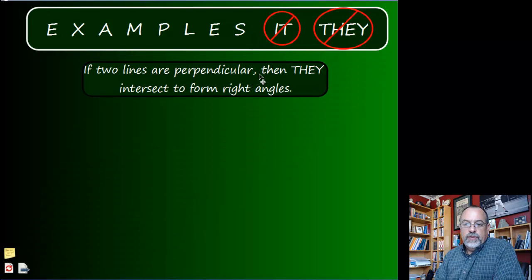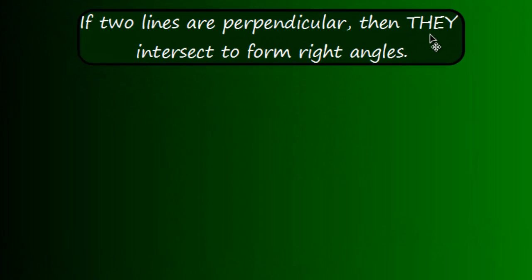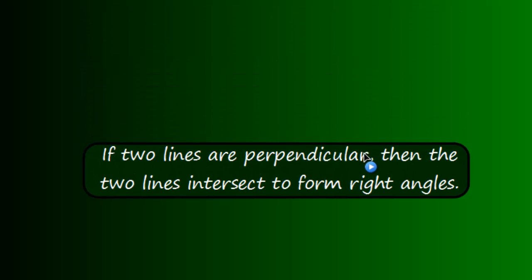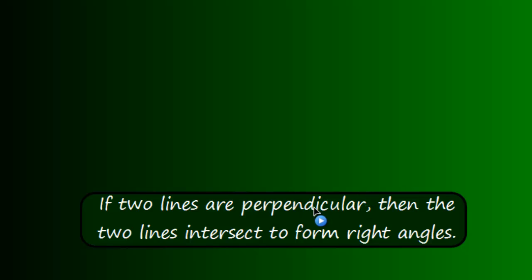So for example, if two lines are perpendicular, then they intersect to form right angles. Now this would be okay writing because the sentence tells us what they are, but again, I want you to practice not using these words. So instead of using the word they, what would you put here? Well, what are you thinking about when you say this word? Well, we're thinking about these two lines. So if the two lines are perpendicular, then the two lines intersect to form right angles. So we would just go ahead and use the phrase the two lines rather than using the word they.